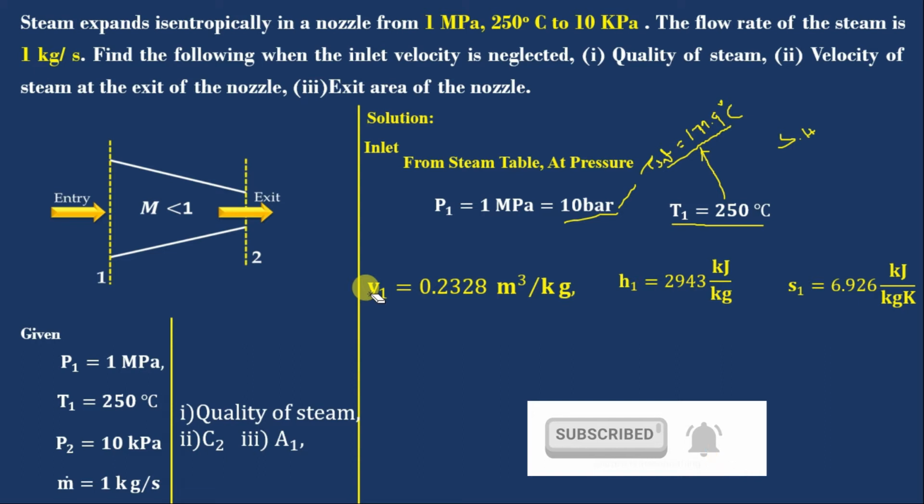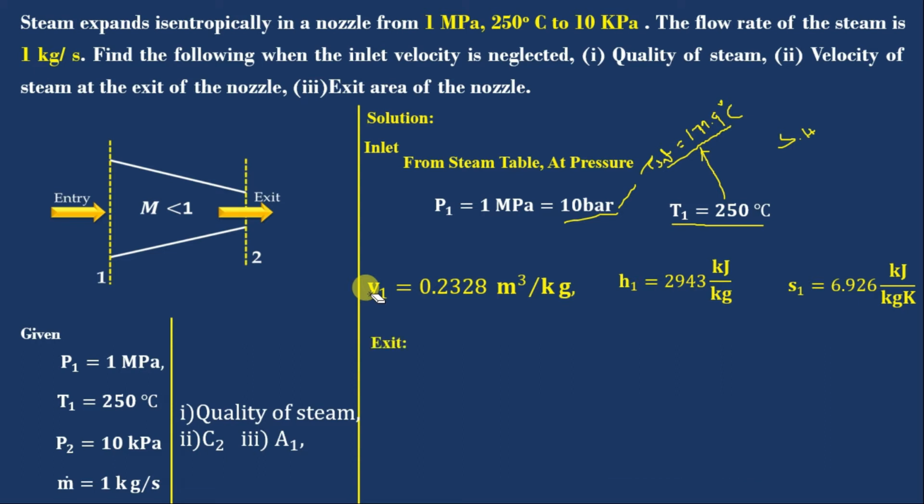Now we have to check the exit, that is at state 2. We know it expands to a pressure of 0.1 bar. How to find out quality of steam? Very simple. In a nozzle we know the flow is isentropic, which means entropy is constant. S1 is equal to S2. First we find out what is the saturated entropy at this pressure, 0.1 bar.